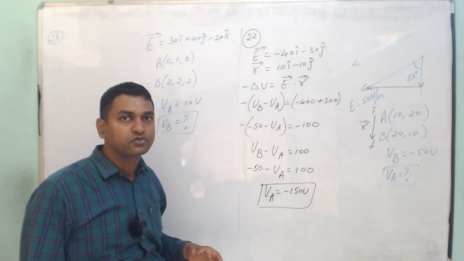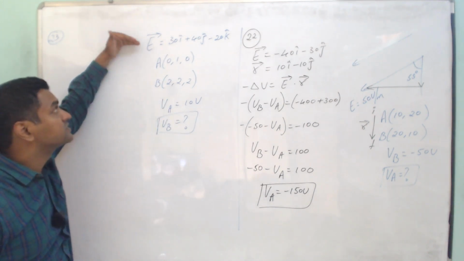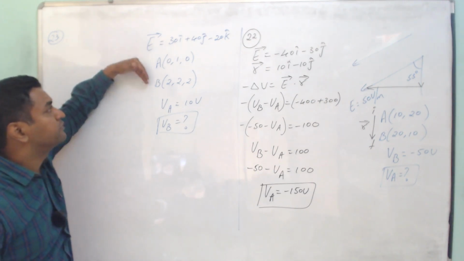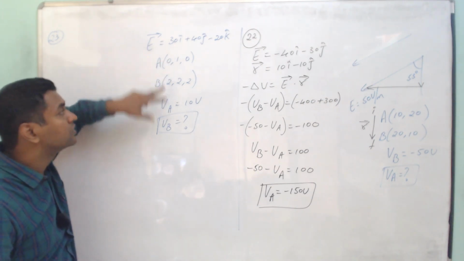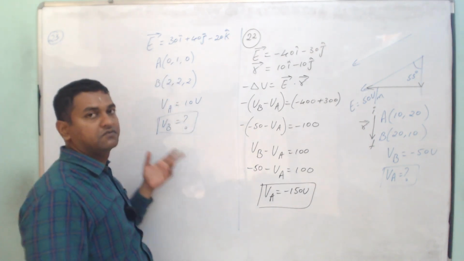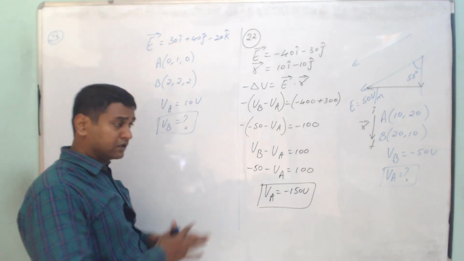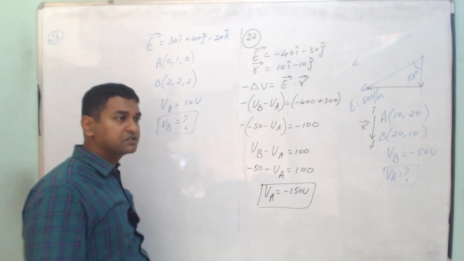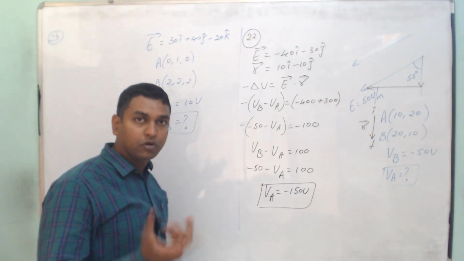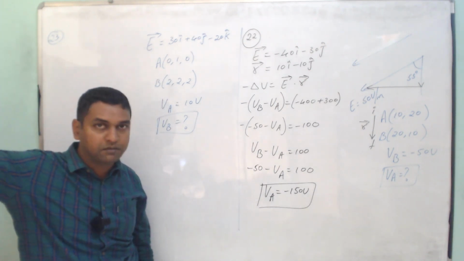Initial and final story. Because if you look at this question, electric field is given as 30 i cap plus 40 j cap minus 20 k cap. Points A and B are given 0, 1, 0 and 2, 2, 2. VA is given as 10 volts. Find VB. In a 3D way, if I want to imagine, although I can imagine, it will be complicated imagination. I might go wrong in exam.